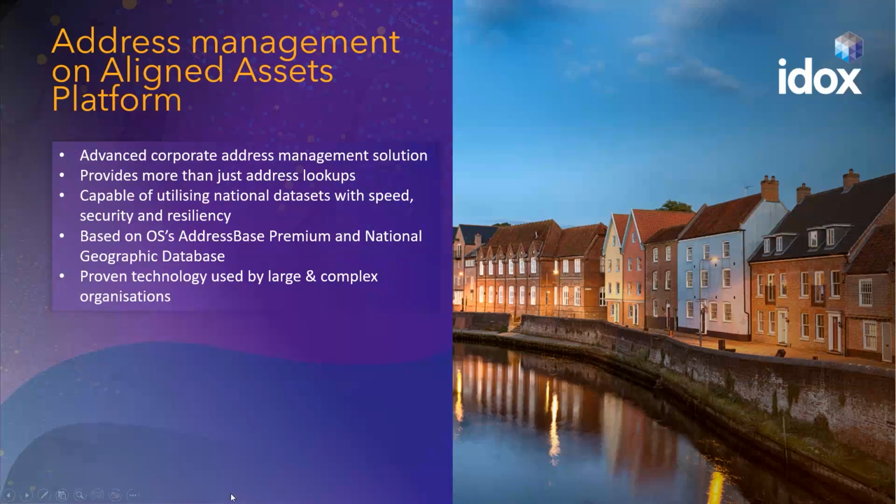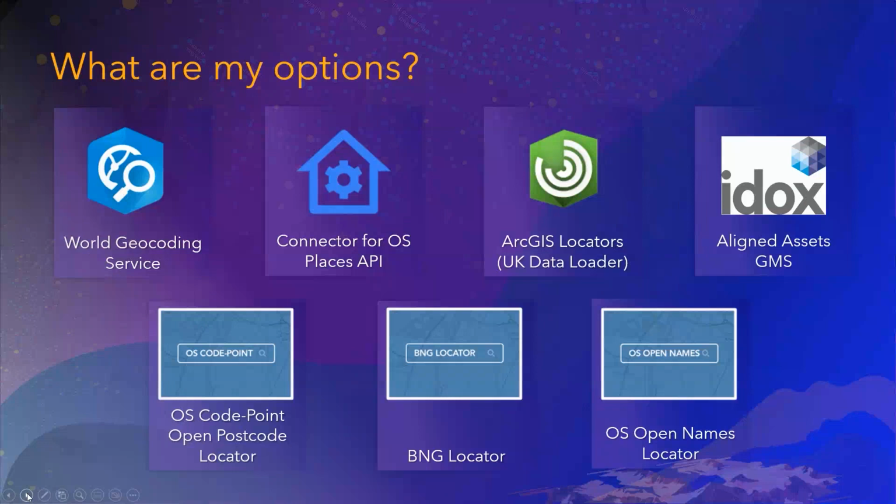And finally, you can make use of the free Esri UK locators. This includes the OS CodePoint Open Postcode Locator, the OS Open Names Locator, and the BNG Locator. This option is recommended when you want to do batch geocoding or simple address searching against OS CodePoint for postcode searches, OS Open Names for place names, or British National Grid.